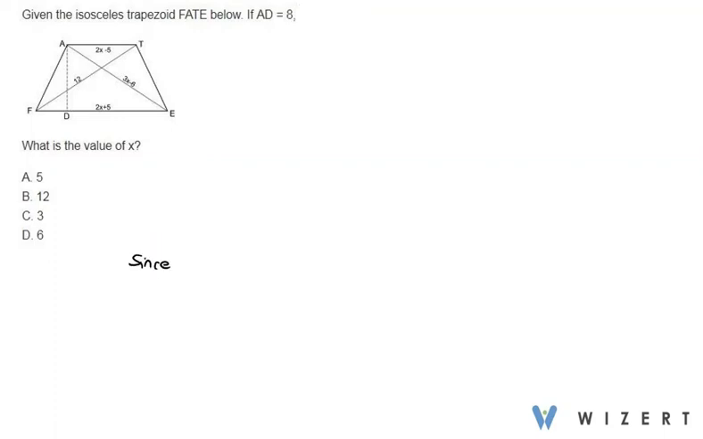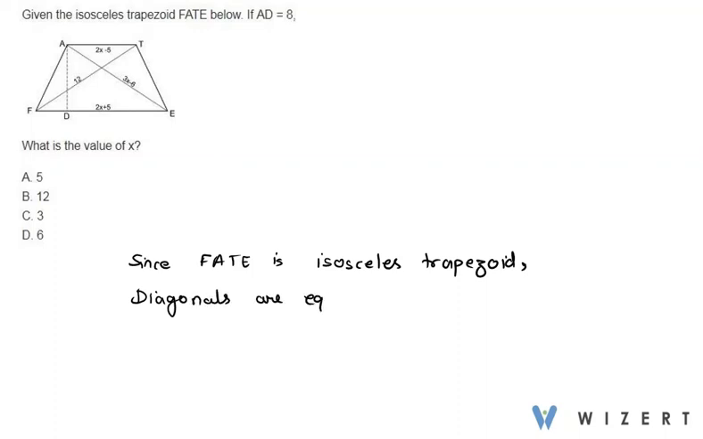Now since FATE is an isosceles trapezoid, its diagonals are equal, according to the property. This is a property of an isosceles trapezoid that its diagonals are equal. So we can say FT is equal to AE.